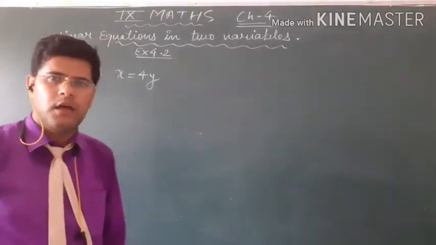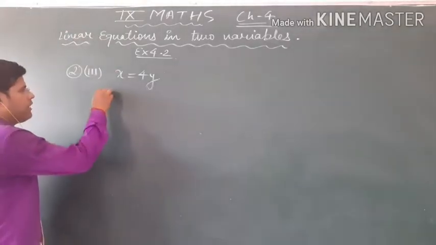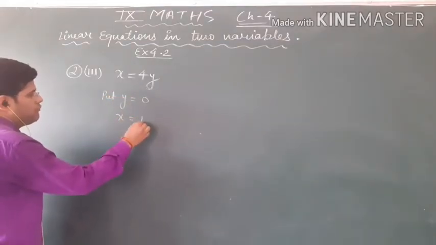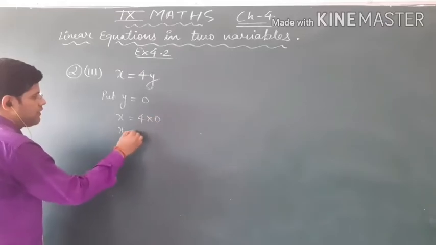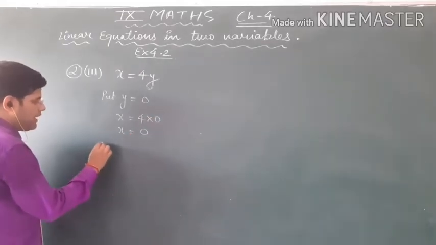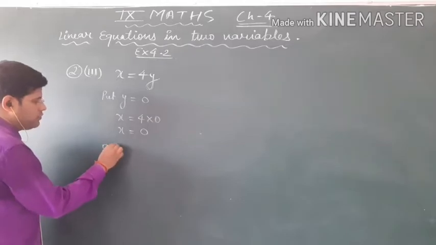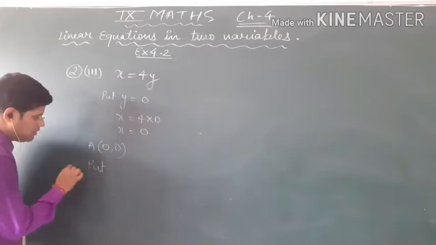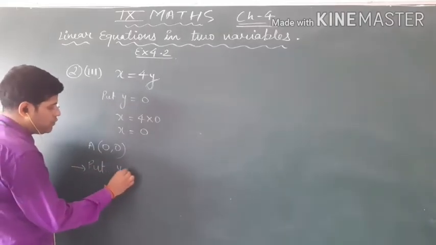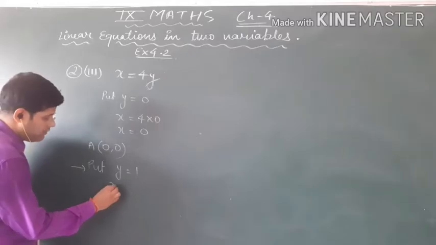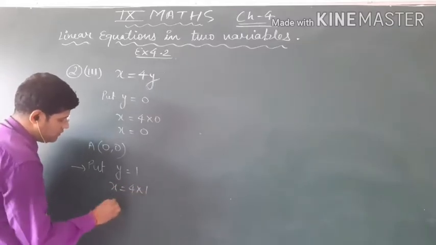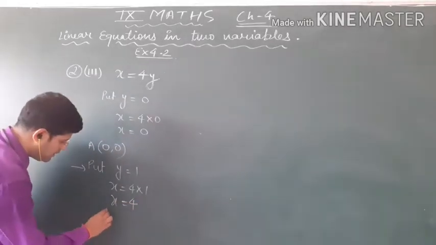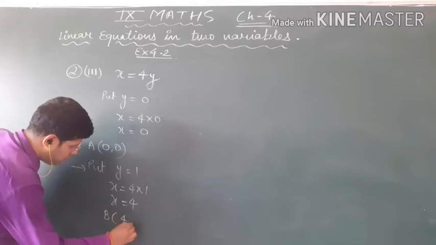Now in part three, here we put y equal to 0, then x will be 4 into 0, which is 0. So the coordinate is 0, 0, or we can say the solution is 0, 0. When we put y equal to 1 the second time, we have 4 into 1, so 4. So the solution is 4, 1.